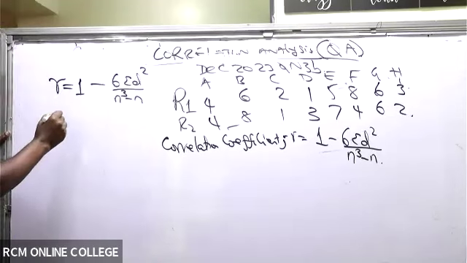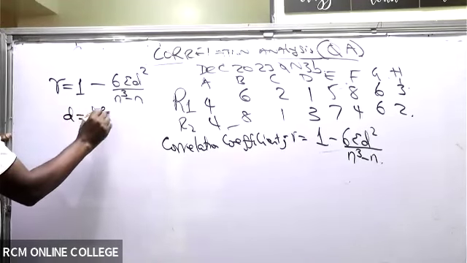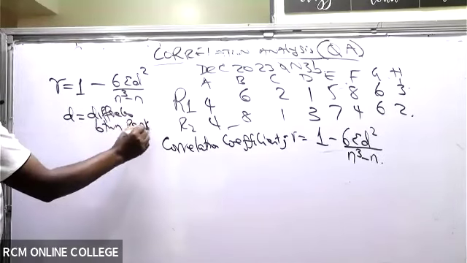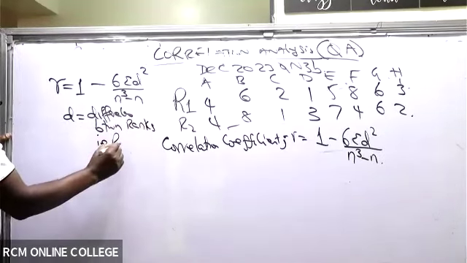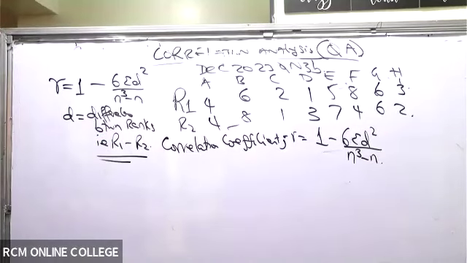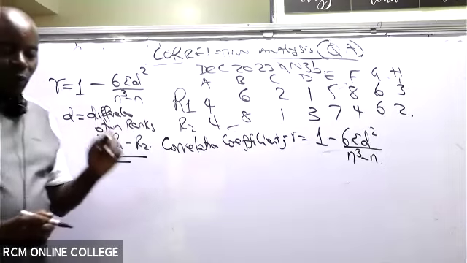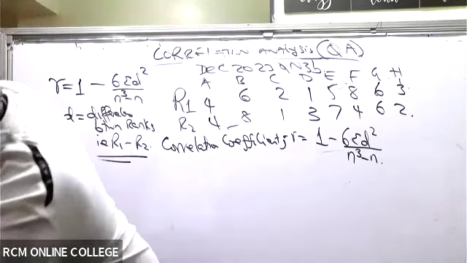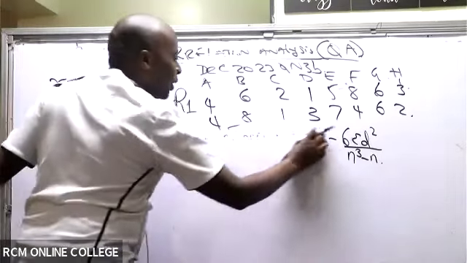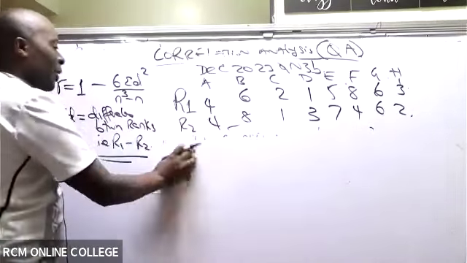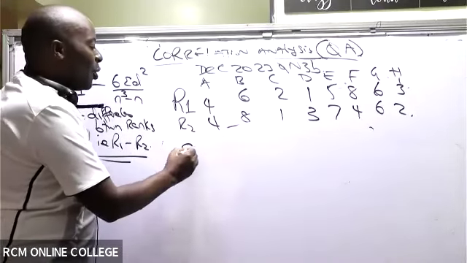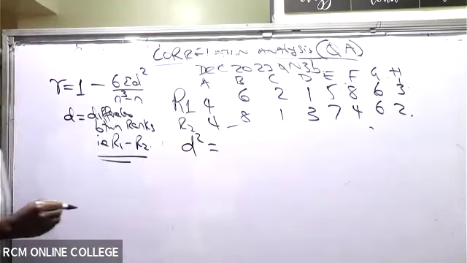Remember, this D stands for differences between ranks. Differences between who? Between ranks, i.e. R1 minus R2, rank 1 minus rank 2. And this is what I would direct we do right away. I would want you to create a column here, or rather a row, where you capture for me D squared.